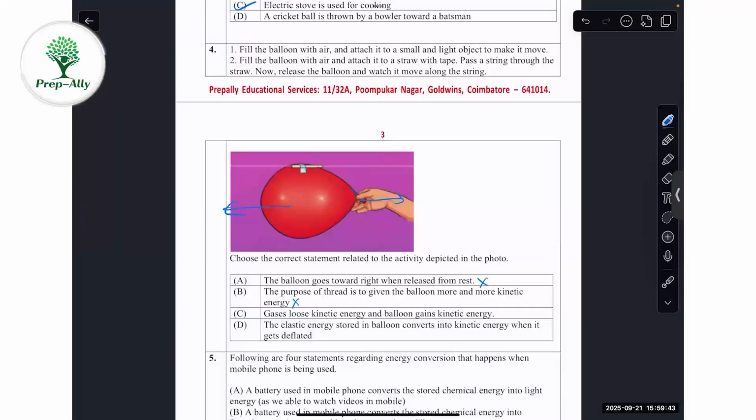The only thing is the balloon has expanded. So energy is stored inside the elastic potential energy of the balloon. That is converted to kinetic energy. That is the correct statement.